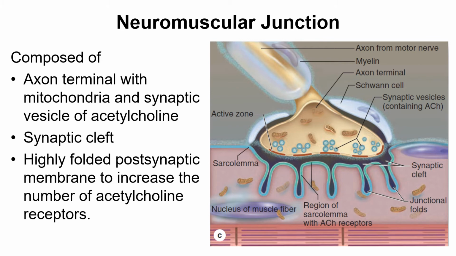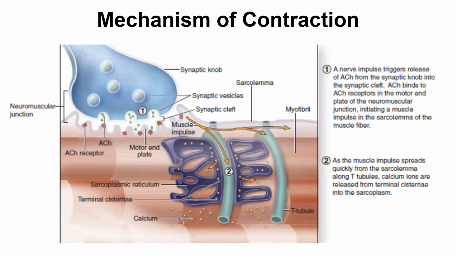Underneath the expanded axon terminal, there is a synaptic cleft. On the other side of this cleft, there is a postsynaptic membrane. This membrane undergoes junctional folds to increase the surface area of the membrane and hence the neurotransmitter receptors. When the nerve impulse reaches the axon terminal at the neuromuscular junction, it triggers the release of acetylcholine. Acetylcholine passes through the synaptic cleft to bind its receptor in the postsynaptic membrane.